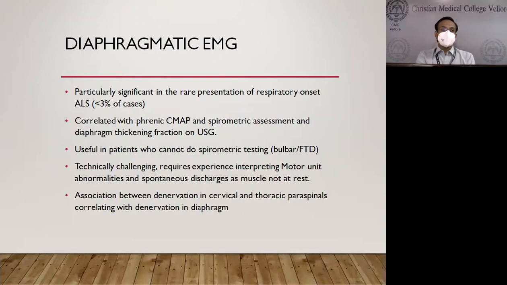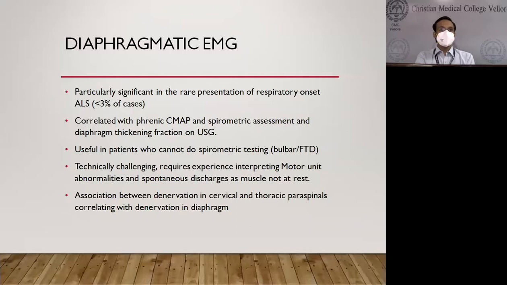It can also be useful in certain patients. Normally we correlate the bulbar and the diaphragmatic function with spirometry also. So in patients who have significant bulbar disease who are not able to oppose their lips, or in patients with frontotemporal dementia with ALS who do not understand how to do it, doing this may additionally help. But it is definitely technically challenging. Putting a needle into the diaphragm has its own risks and difficulty in interpreting the findings, because this muscle is not at rest. The interpretation of the spontaneous discharge is also difficult.